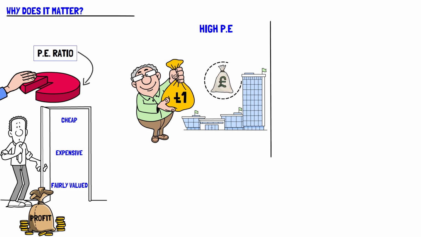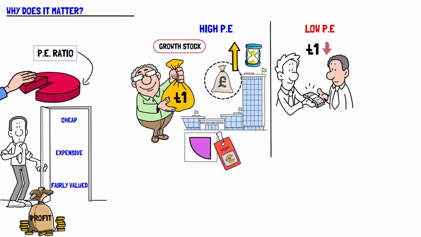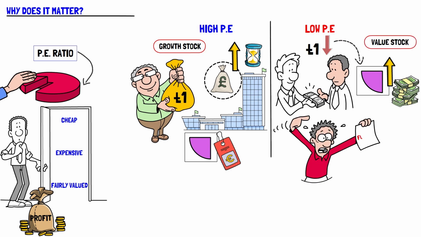This can mean the company is expected to grow strongly in the future, often called a growth stock, but it can also mean the share is overpriced. A low PE suggests investors are paying less for each pound of earnings. This might mean the share is good value, sometimes called a value stock, but it could also mean investors are worried about the company's future.